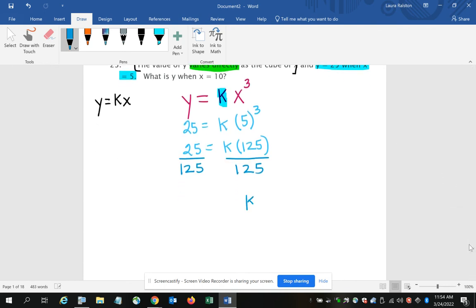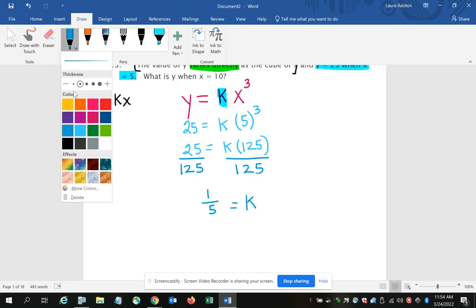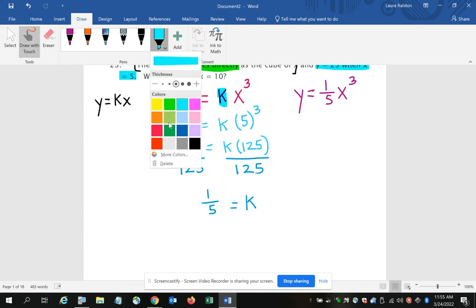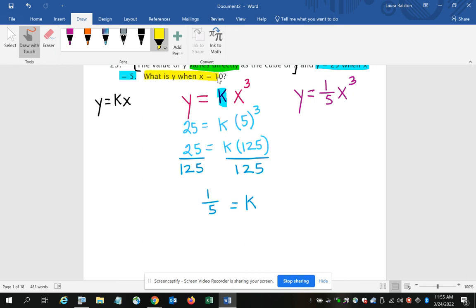So k equals 1/5. So in its non-generic form, my equation is y equals 1/5 times x to the third. And then I'm going to use that specific formula to figure out the rest, because the specific formula for the rest says what is y when x is 10. So I'm looking for y at that point.